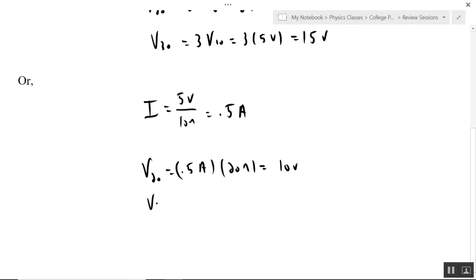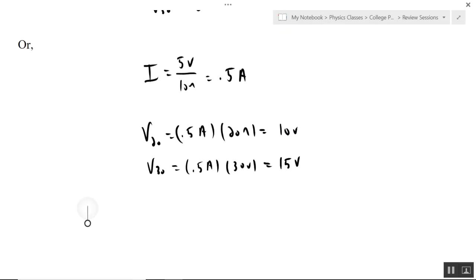And then the 31 would be half an amp times 30, right? Which would be 15. Either way, you get the same answer. But the point is the current's the same, so that means the voltage is proportional to R. You can use the current to find the voltage across the other two resistors.